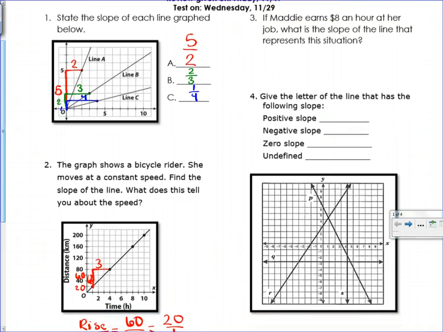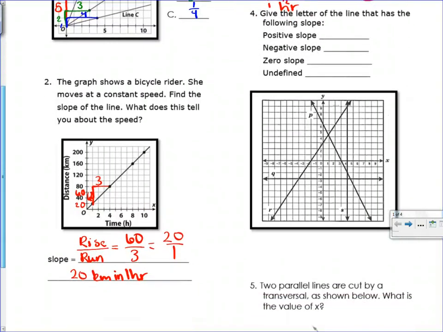Number 3, if Maddie earns $8 an hour at her job, what is the slope of the line? So if we're looking at this as a graph, Maddie earns $8 for every 1 hour. So $8 in 1 hour. That means if she worked 2 hours, she would get $16. So her rate that she earns money is the slope. So if it's $8 for every 1 hour, her slope would be 8 over 1.